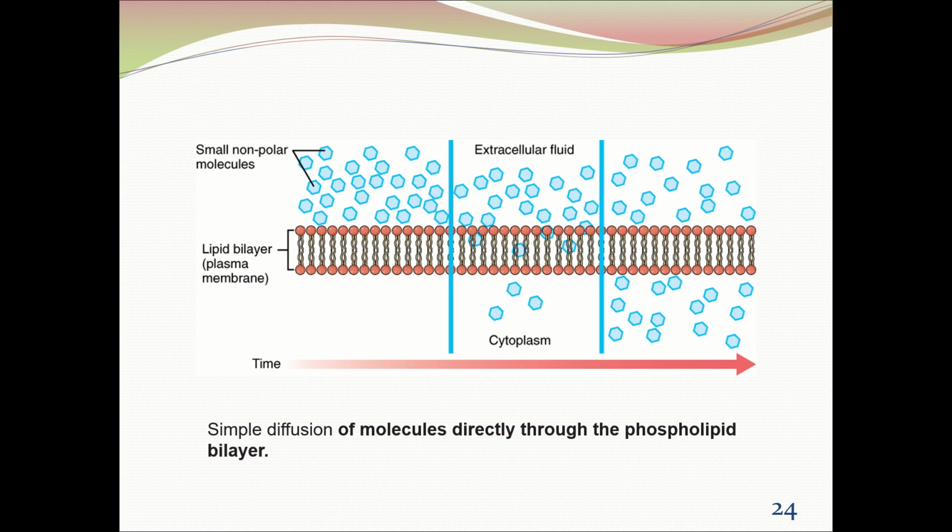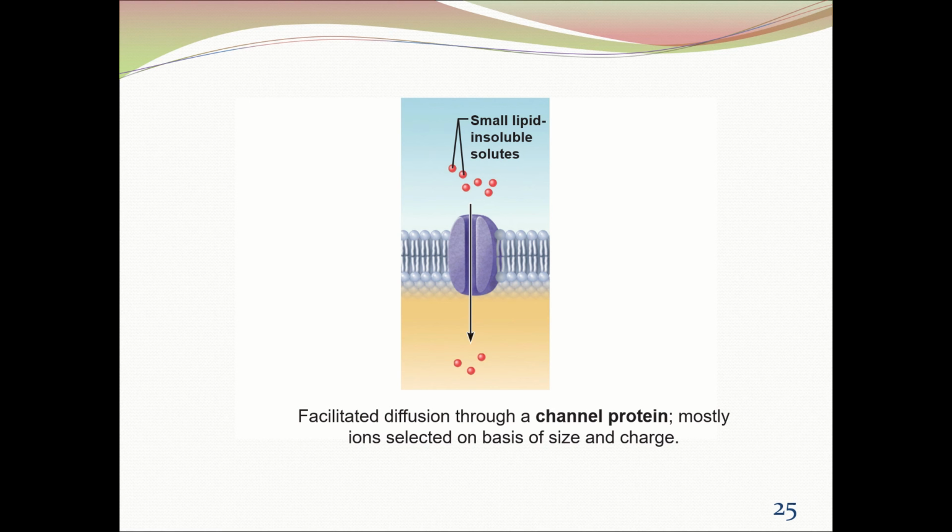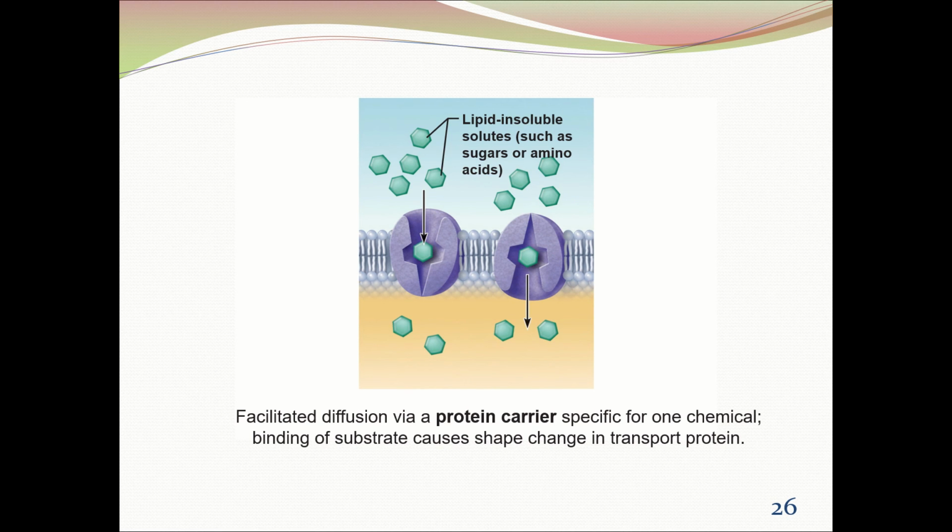Simple diffusion of molecules directly through the phospholipid bilayer is pictured in this illustration. These small nonpolar molecules are diffusing directly through the cell membrane. Facilitated diffusion has to use a channel protein in order for polar particles to pass through. Sometimes the molecules are very large and the protein carrier has to change shape. No energy is required because it's still moving down a concentration gradient.